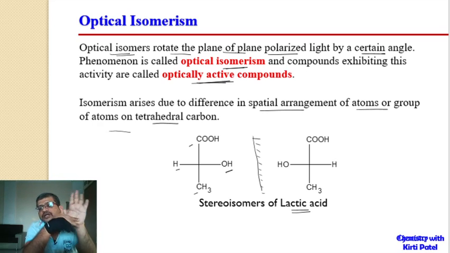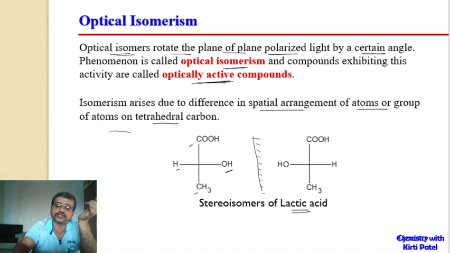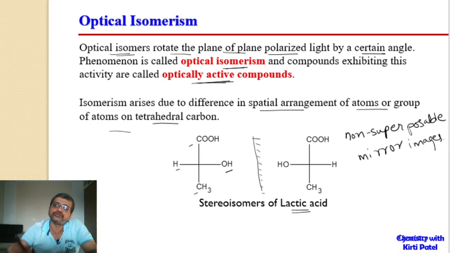But this way also, the white side will be coming over the black side, and the back side will be coming towards the front side. So exactly we cannot superimpose these two mirror images together. Such mirror images are called non-superposable mirror images. We will see these a little later in other lectures, but just remember this term. Those which are non-superposable mirror images are always optically active compounds.